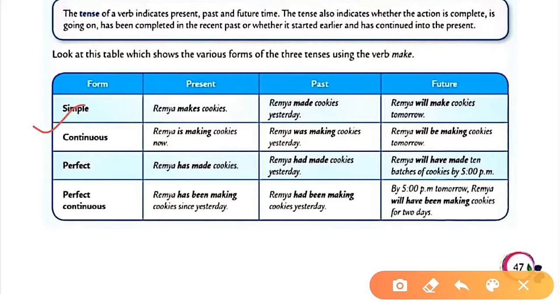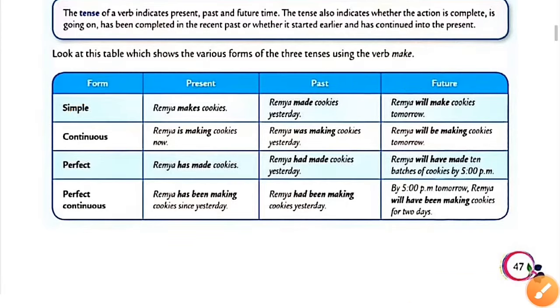Simple present tense. Tenses are basically three types: present, past and future. But every kind of tense also has four kinds. First one, simple present, present continuous, present perfect and present perfect continuous tense. We will explain all four kinds of present tense today in this chapter. Move to next.